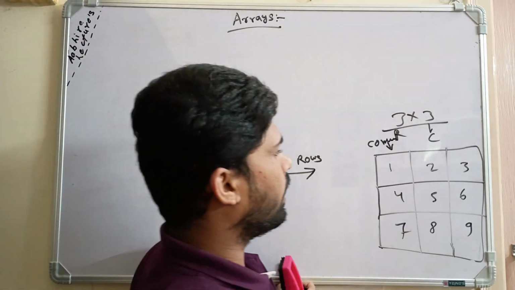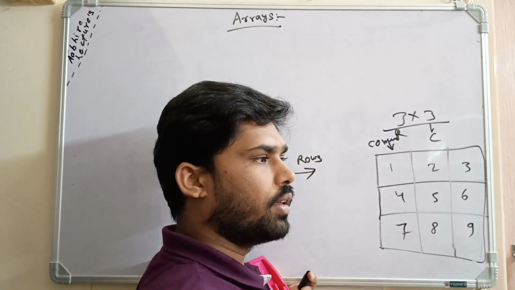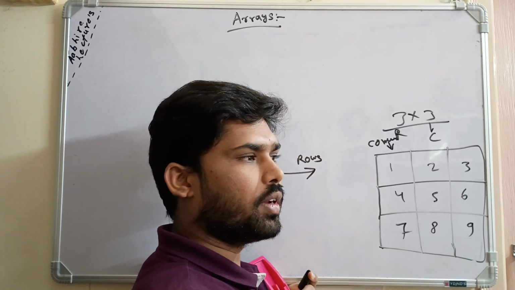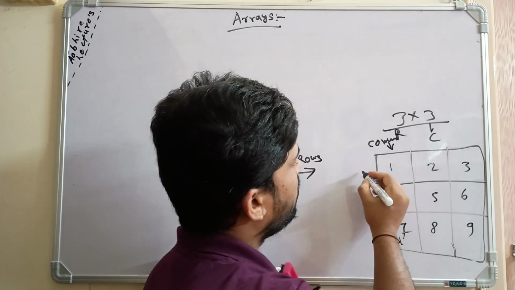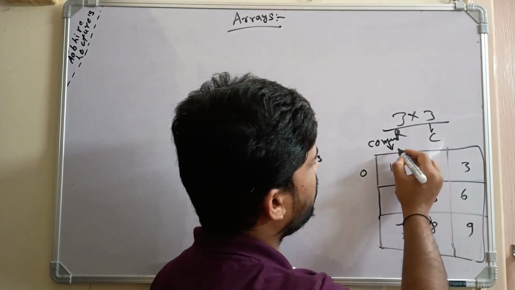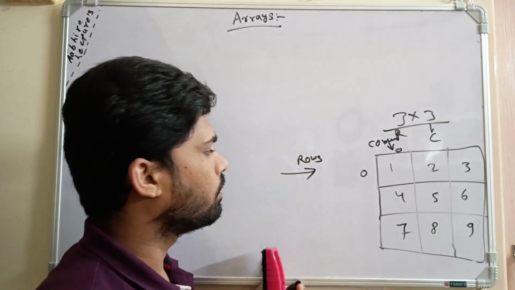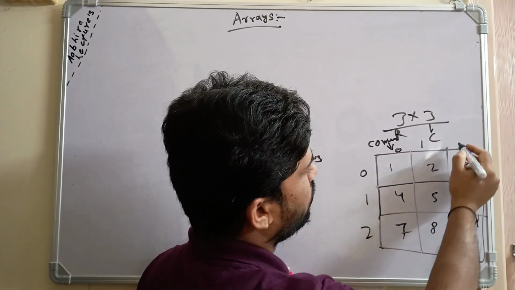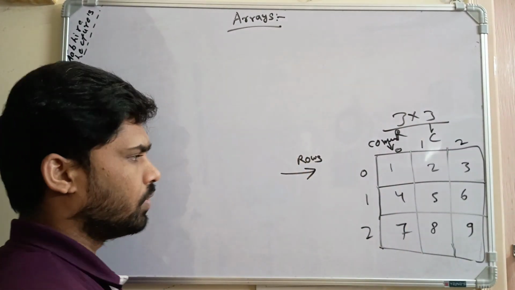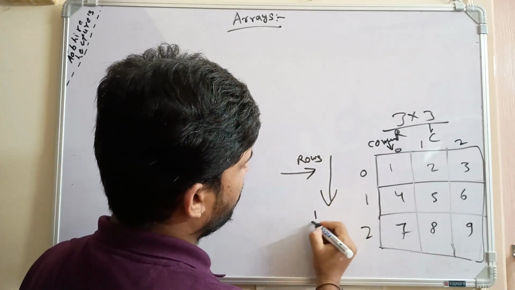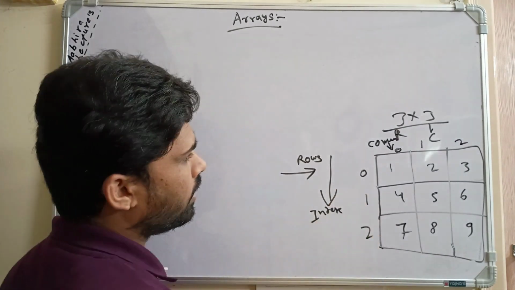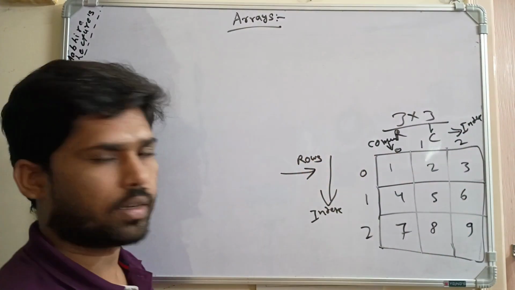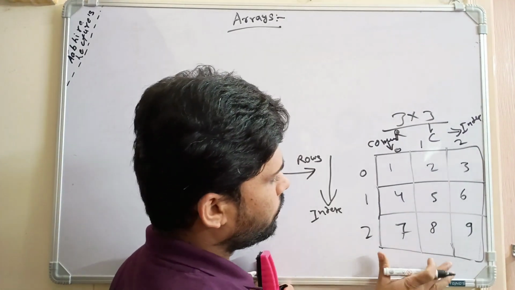As we know, when we are coming to arrays, when we want to count in an array we are using index, right? It starts from zero. So zero row, zero column. One row, one column, two row, two column. This is the index. Agree?